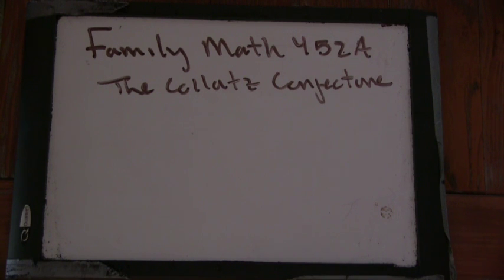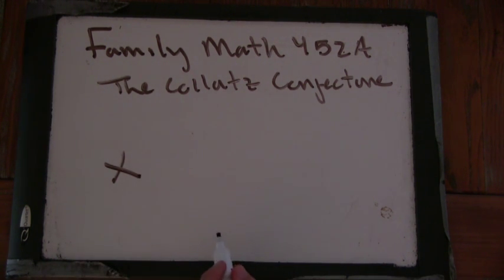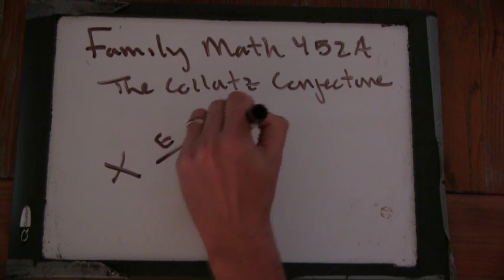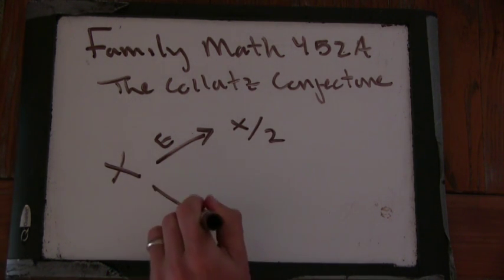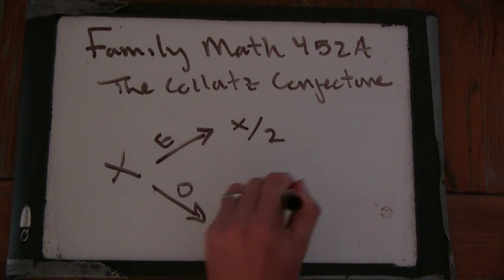Well, you pick a number, or an integer. Okay, so we'll just call that x for now. If x is even, you divide it by 2. Take x divided by 2. And if it's odd, you multiply it by 3 and add 1.